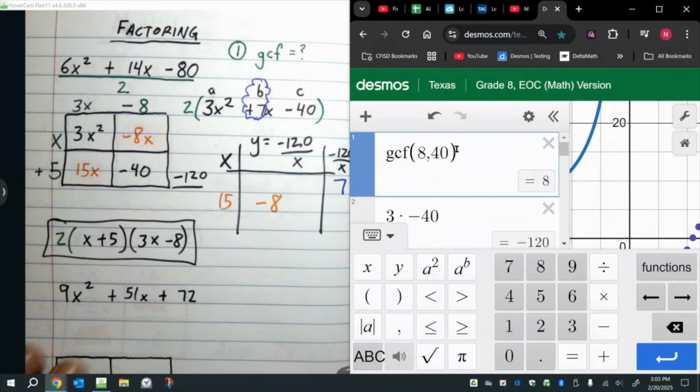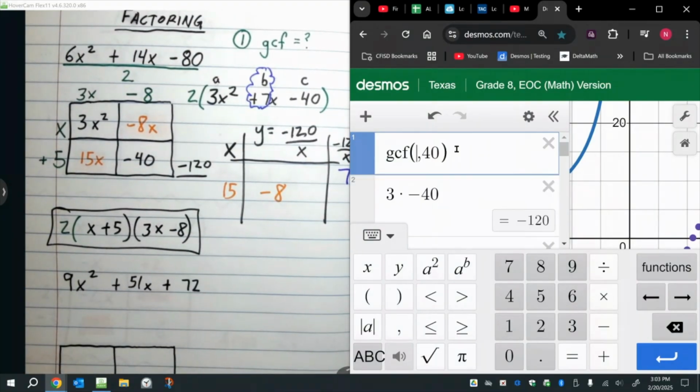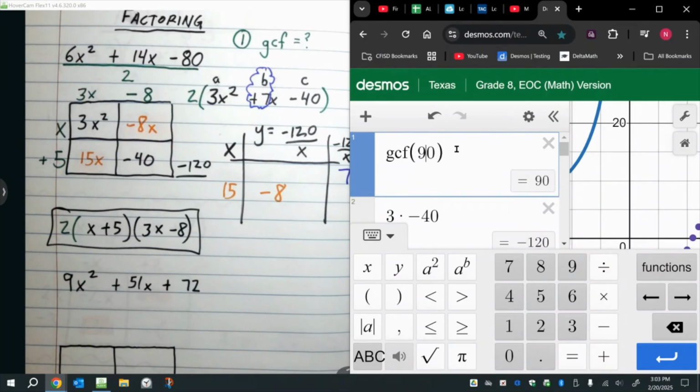All right, taking a look at the next one. So first thing we need to do is check GCF. 9, 51, 72. The GCF is 3.